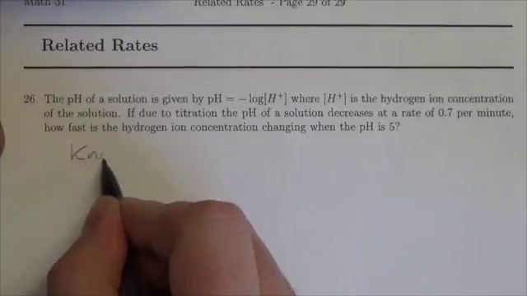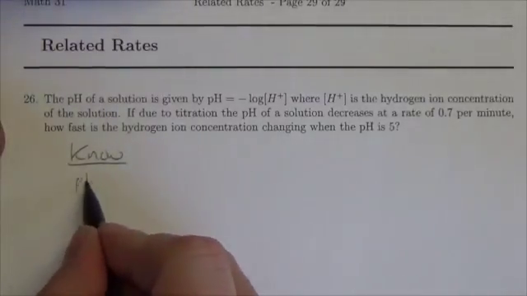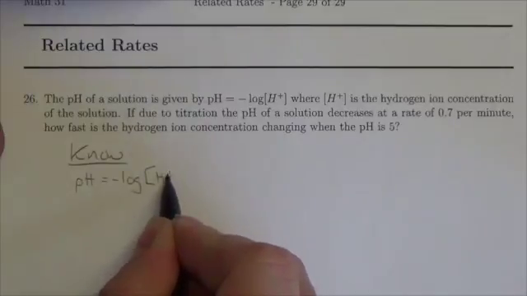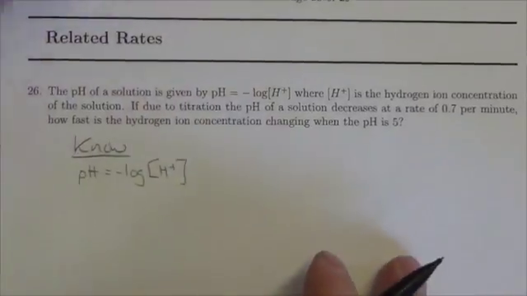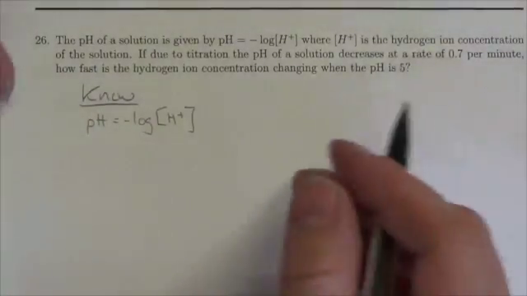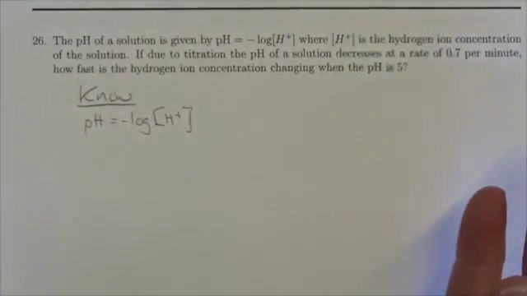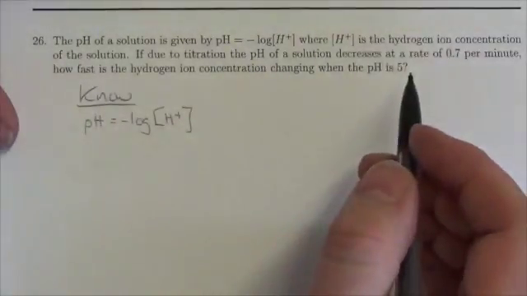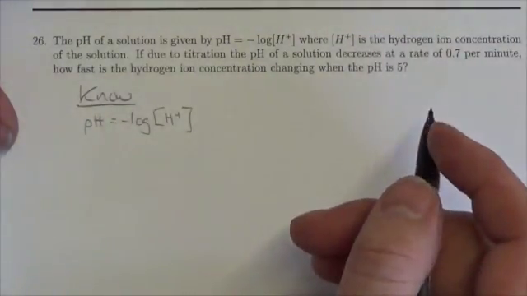Okay, so what do we know? Well, we know that the pH is equal to the negative log of the hydrogen ion concentration. And again, I identify that because you might not know that off the top of your head. If you've taken chemistry, you've seen that before. And you've probably seen this in another course, actually, even another math course, when you talk specifically about logarithms, because that shows up quite a bit.